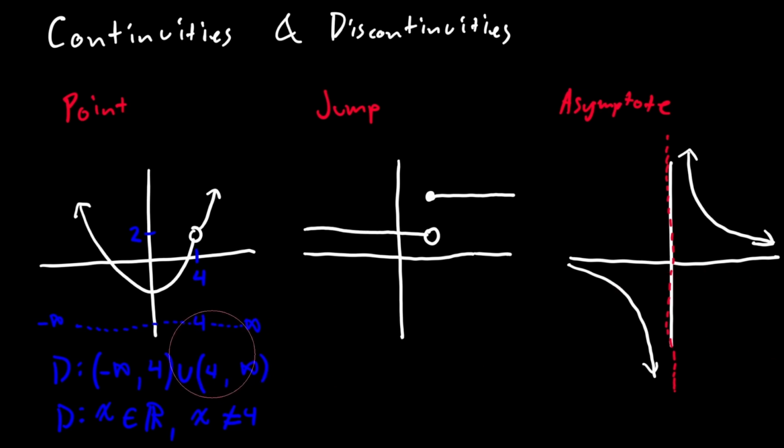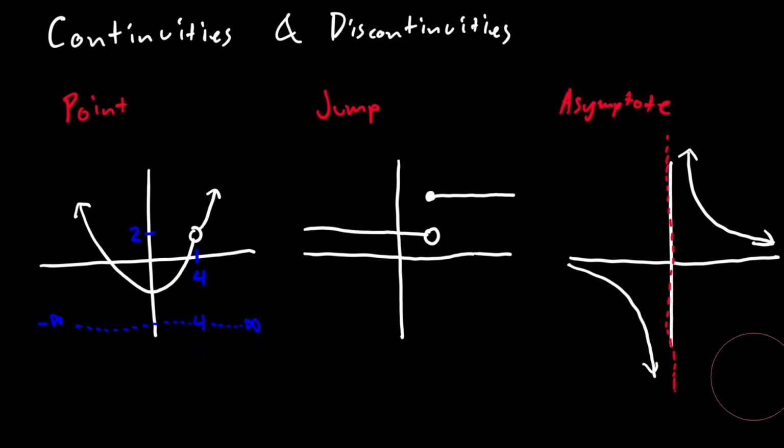Now let's look at the range. For this point discontinuity, the range goes from, let's say, the minimum point, and let's say this number is negative 3. For this range, we're going to look from bottom to top. This range starts at negative 3, and it includes negative 3 because that's the point here. So it includes negative 3, and it goes all the way up and stretches into infinity.